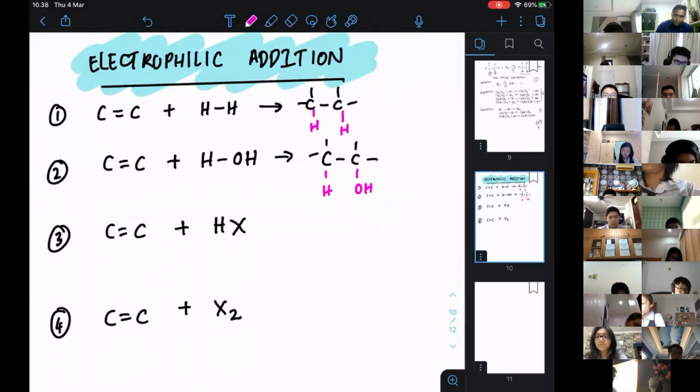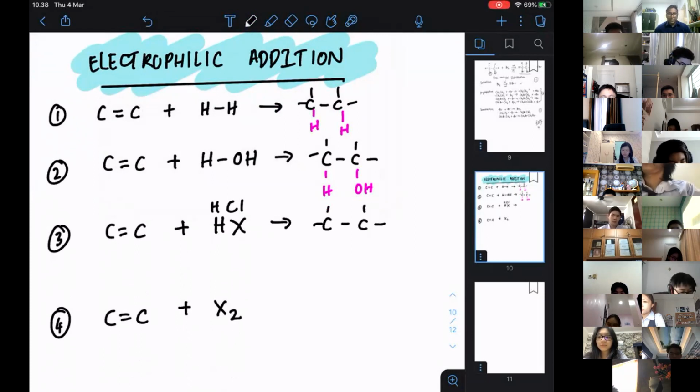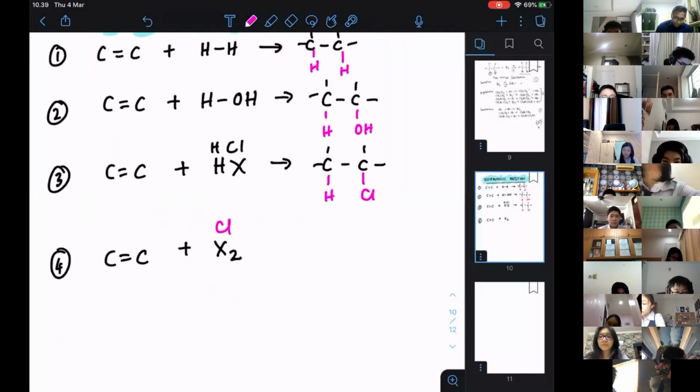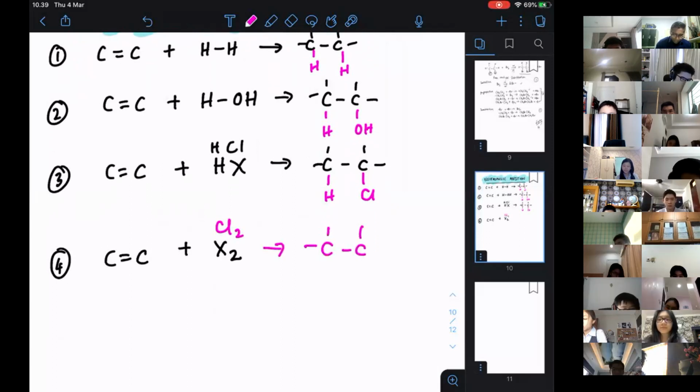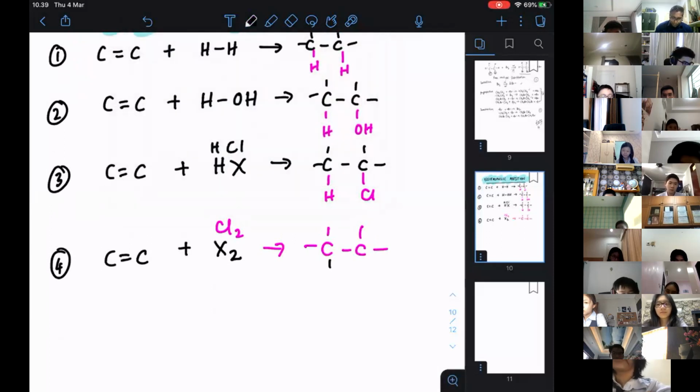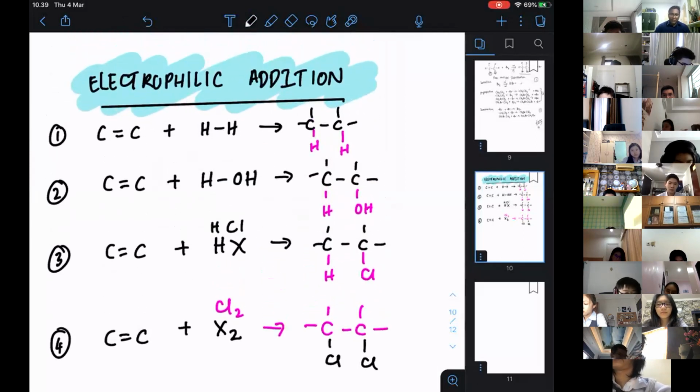Here, let's say we replace this HX with HCl. What I'm going to have is similar, a saturated compound. The double bond is broken, and then one added group will be H, another one will be Cl. Here, let's say I take it as Cl2. I am going to have something like this, all saturated, with one Cl and another Cl. This is addition.